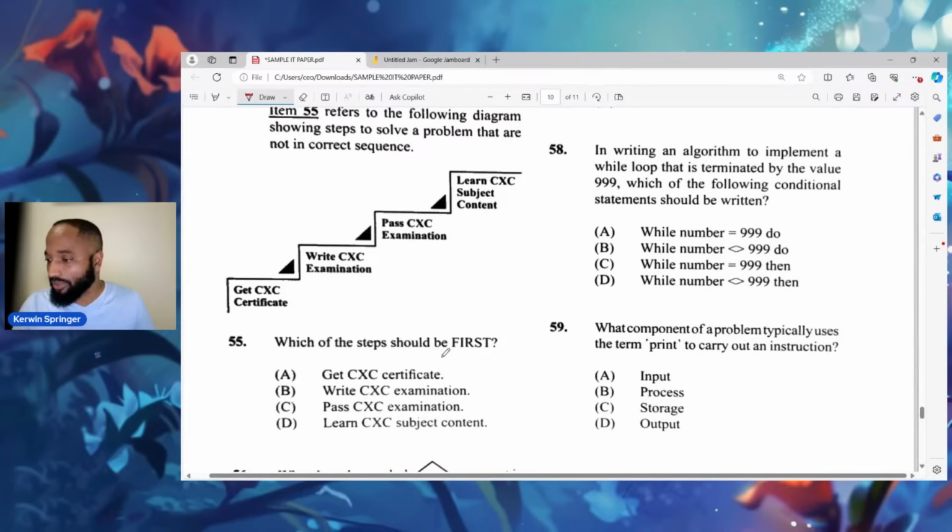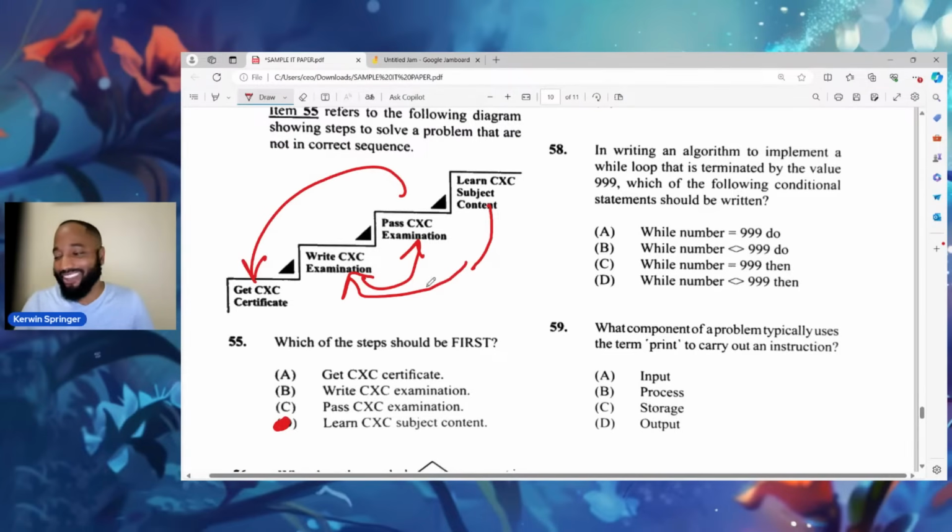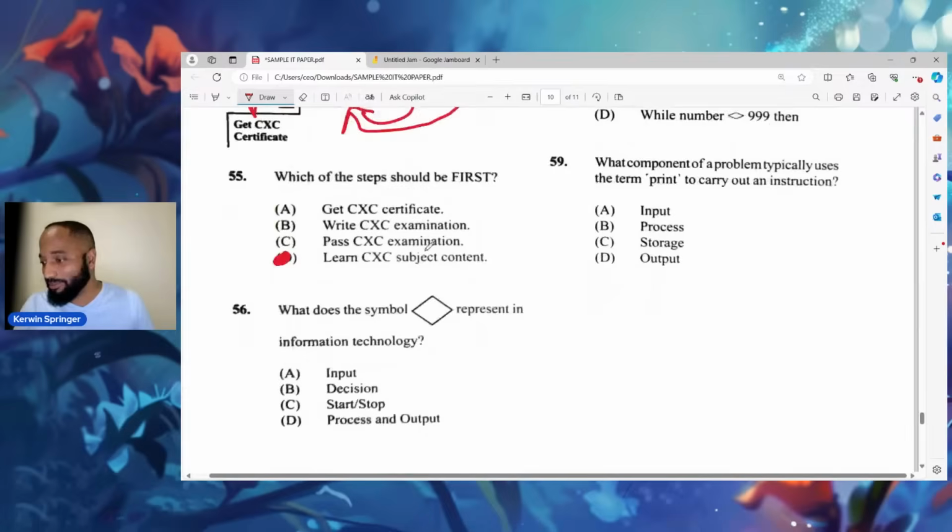Which steps should be first? Learn CXC subject content, right? What is this, IT students? Really happening here in the official exam. Right. Pass. Get certificate. I hope you try to do this backwards.